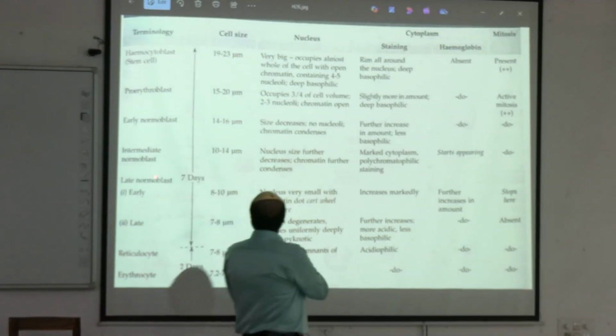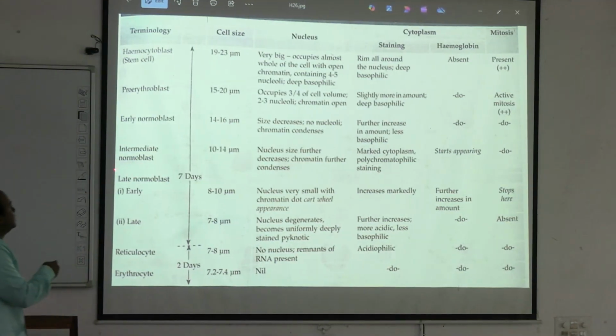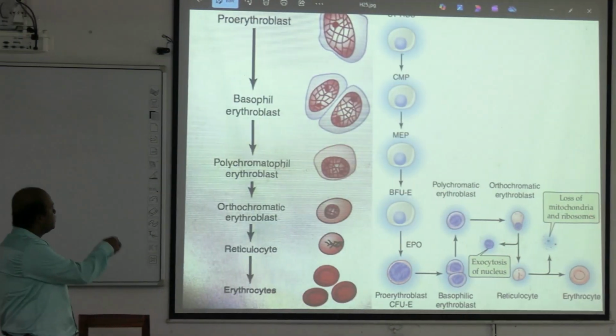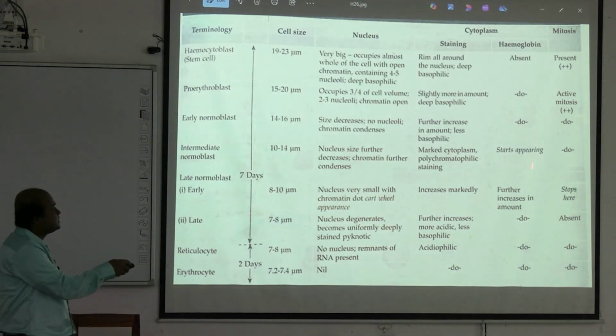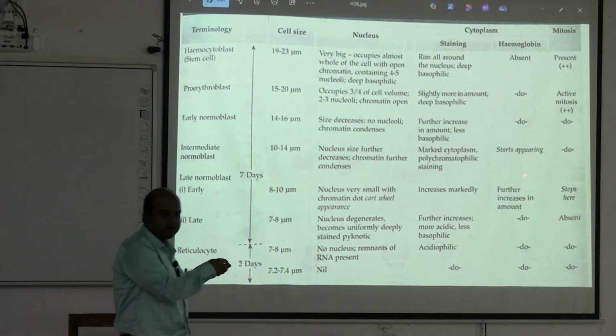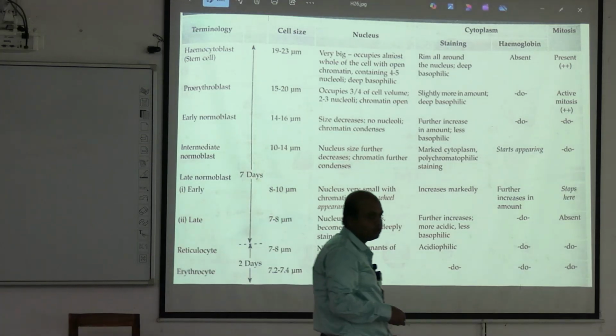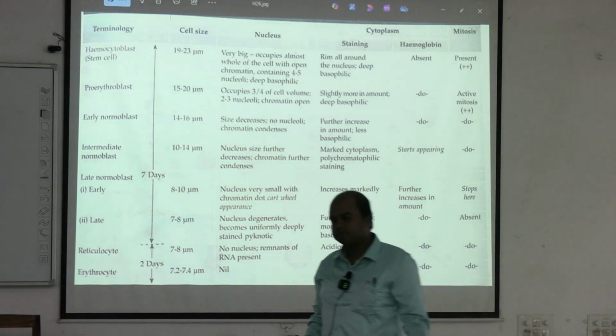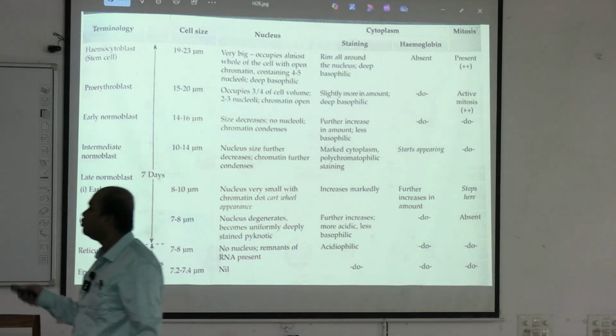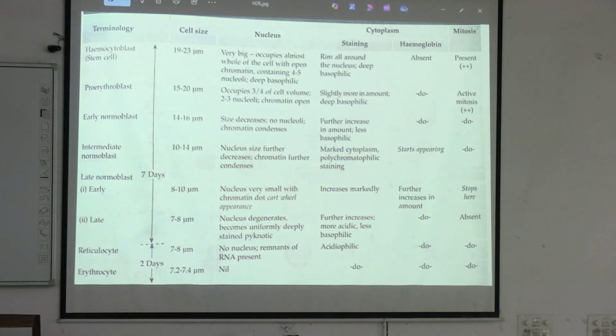So here you see they have used the term normoblast. The intermediate normoblast relates to which one? This one, polychromatophil erythroblast. At that stage, hemoglobin first starts appearing and then increases in amount. Okay, heme synthesis we will discuss separately. Hemoglobin synthesis is from heme and globin. Iron is required, it will be discussed separately.